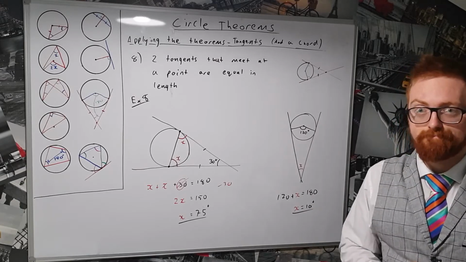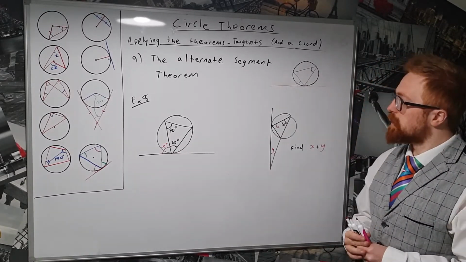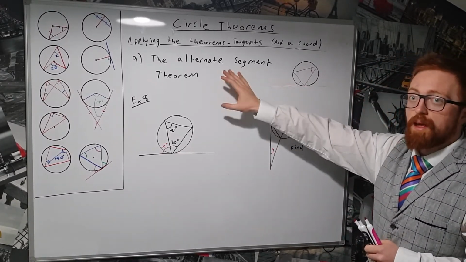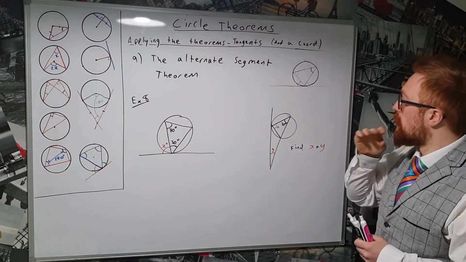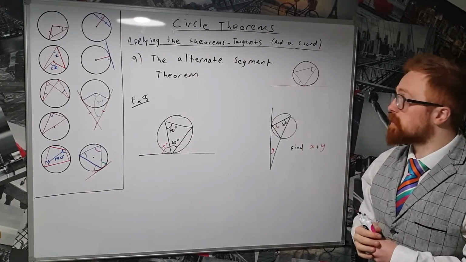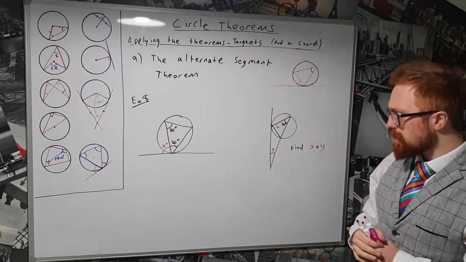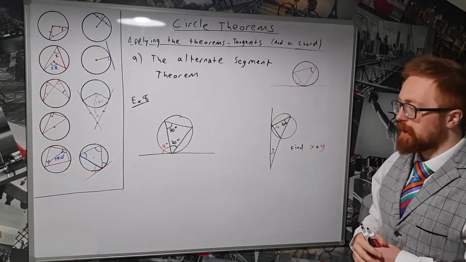There we go. Now on to our final circle theorem, the alternate segment theorem. Now this one has its own name, partly because it's quite hard to state what it means, but also because this one is quite an important circle theorem. So let's have a look at what the alternate segment theorem says.